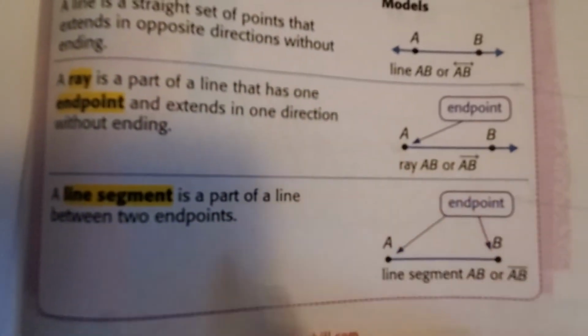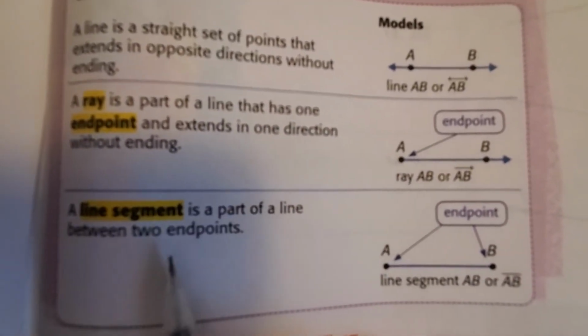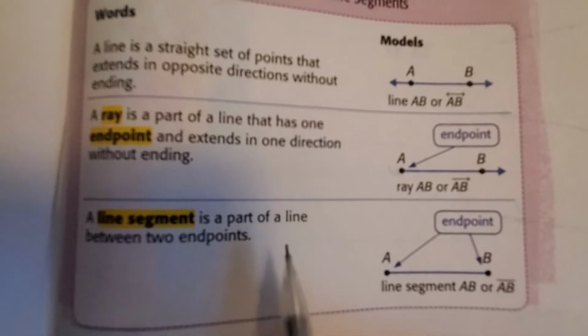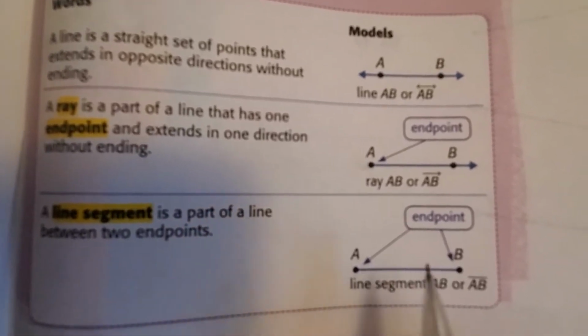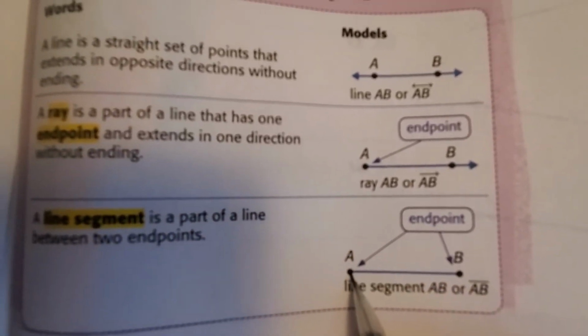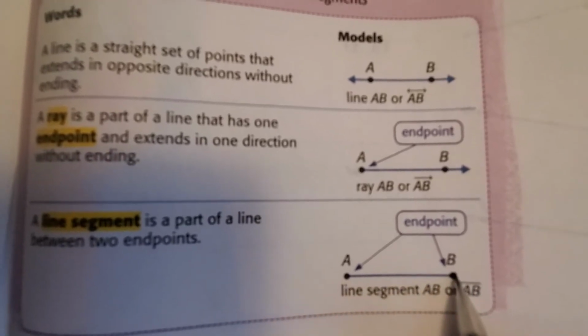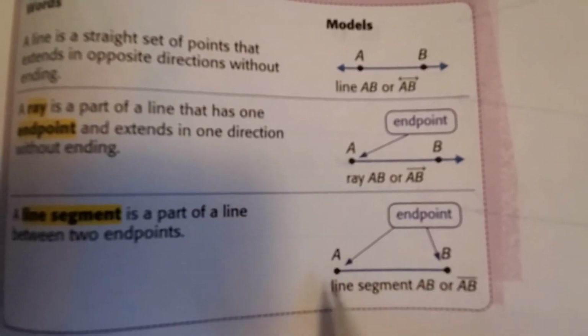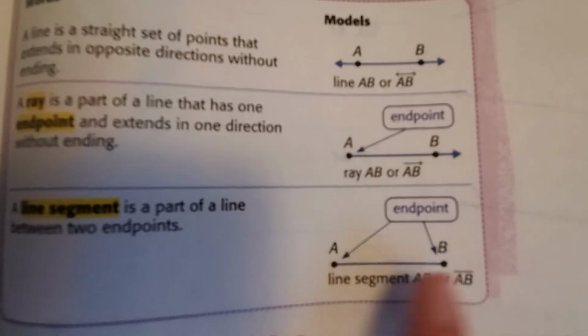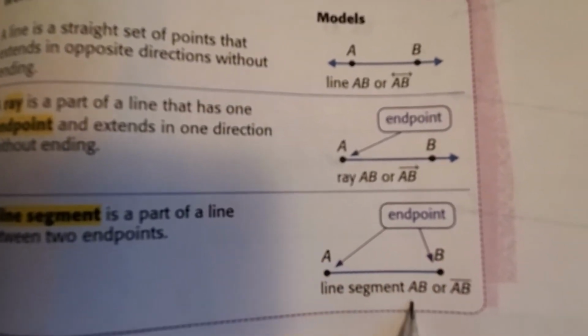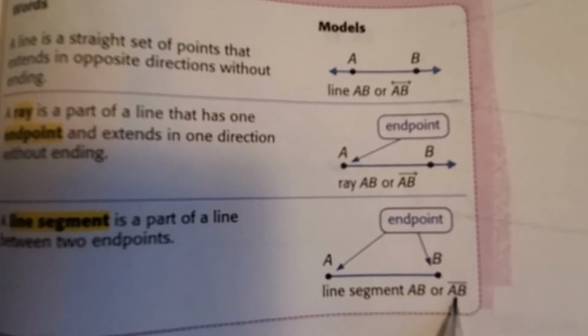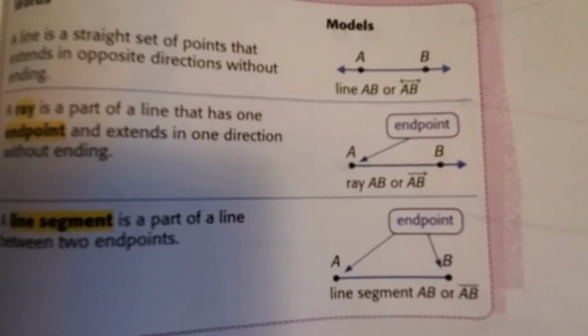All right. Lastly, a line segment is a part of a line between 2 endpoints. So you have endpoints A and point B, and there are no arrows. So it ends here and it ends here. So it's called line segment AB, or line segment AB with the line on top. All right, so let's go ahead and do some examples.